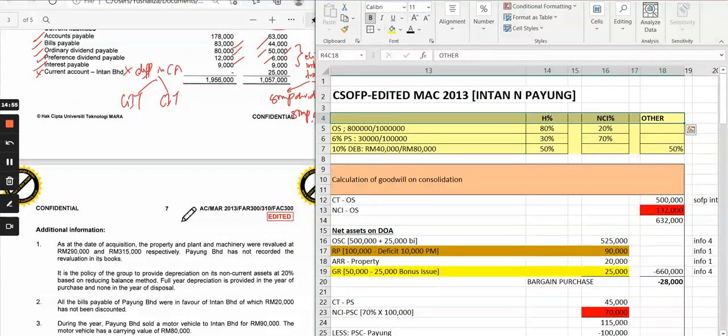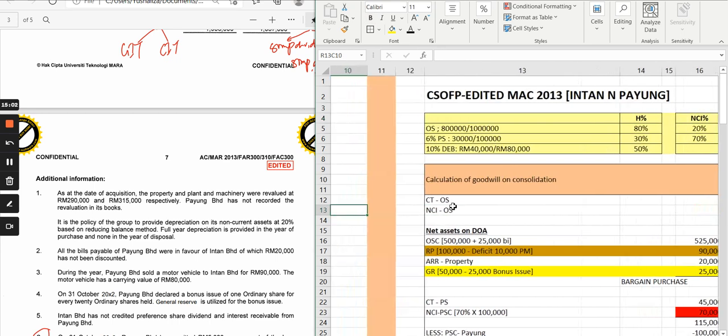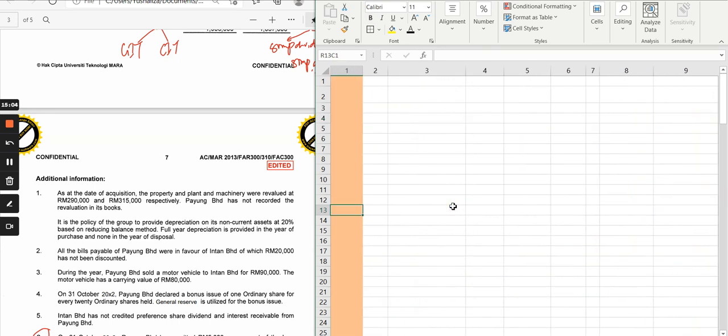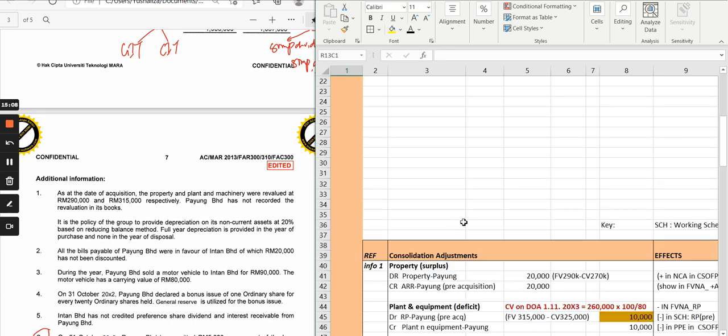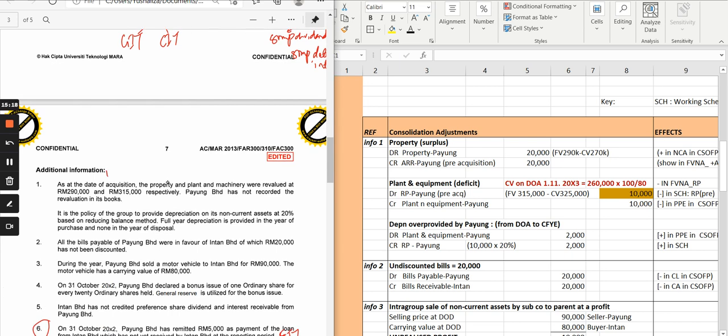Now what we can do is look at the additional information and start working on that to get the figures that you can later use to do your consolidation adjustment. So let's do it here side by side. Information number 1, on the date of acquisition. Remember, the date of acquisition is on 1st of November 20X1.